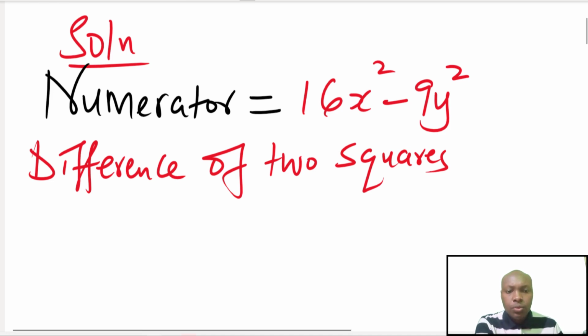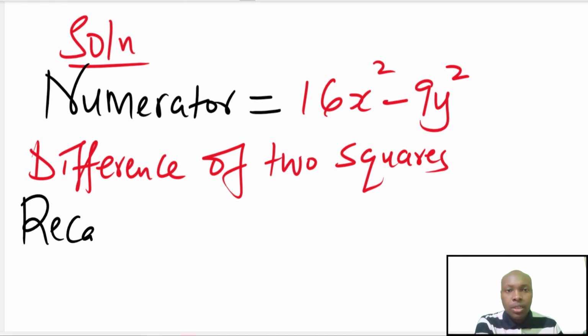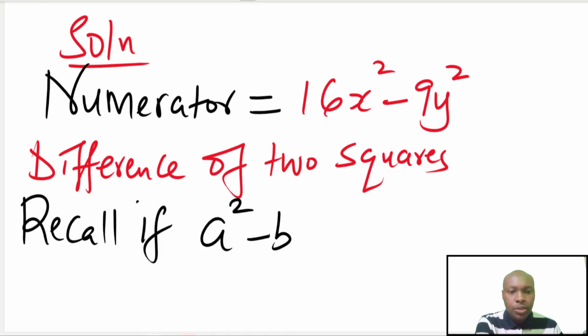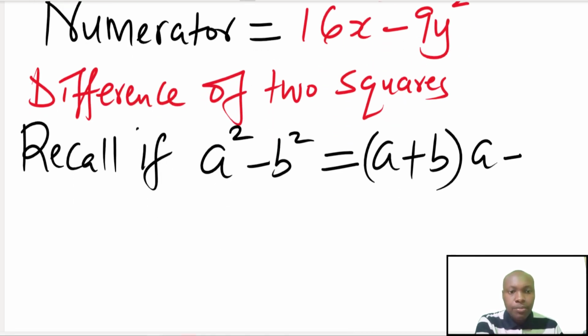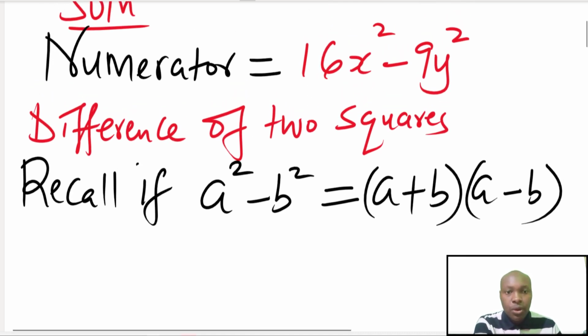Now, just to recall how the difference of two squares looks and what we should do, we shall use a squared minus b squared. When you factorize that, you get a plus b, a minus b. That is what you get when you factorize any expression that involves a difference of two squares.